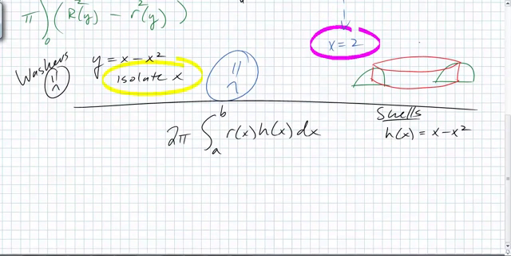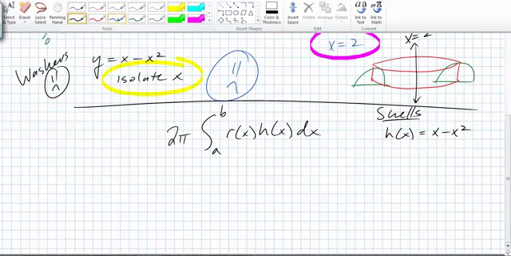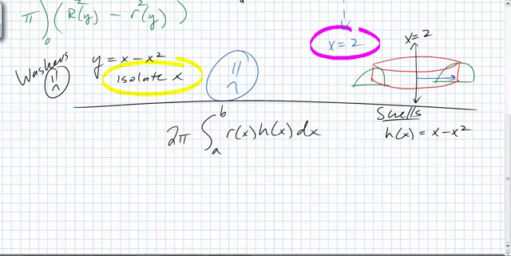The radius, kids, remember, this right here is your axis of rotation. What's that x value? x equals 2. The radius is the distance from x all the way to 2. There's your radius right there. So what's your radius in terms of x going to be? It's just going to be, not 2 minus x. We're going to the right. It's going to be x minus 2. You're going from x to 2, where x is to the right.